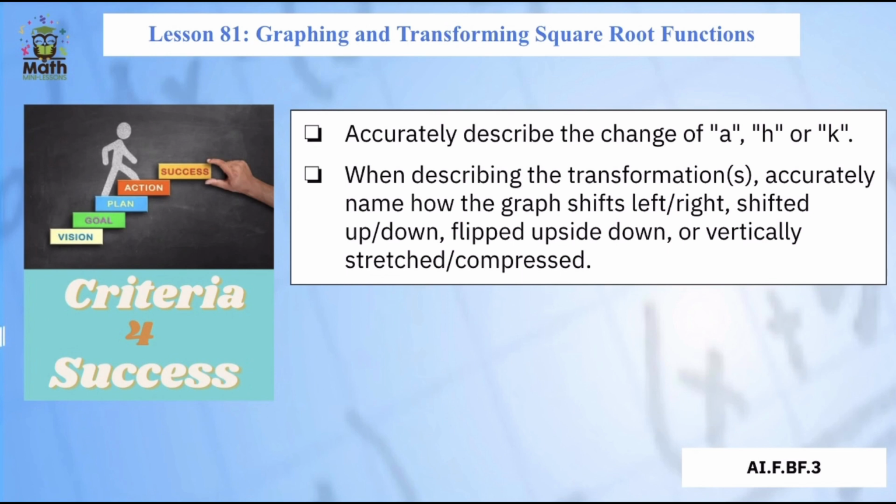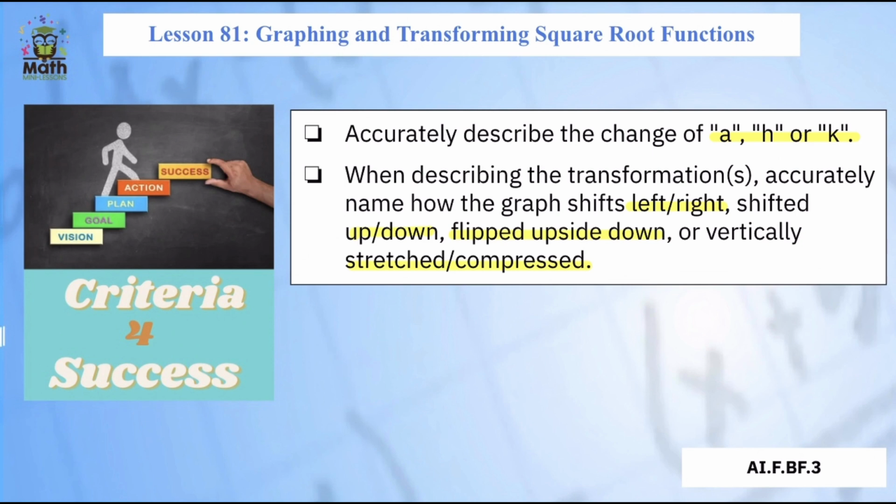Welcome to lesson 81. We're going to look at a new one that I don't think we've seen before. These are graphing and transforming square root functions. So still in the exponential family, except we're going to talk about square roots instead. Again, we're going to look at the changes to a, h, and k when we look at the actual equation itself. And we're going to try and figure out how it adjusts. Basically, are the shifts left to right, up, down, flipped upside down, or vertically stretched or compressed?